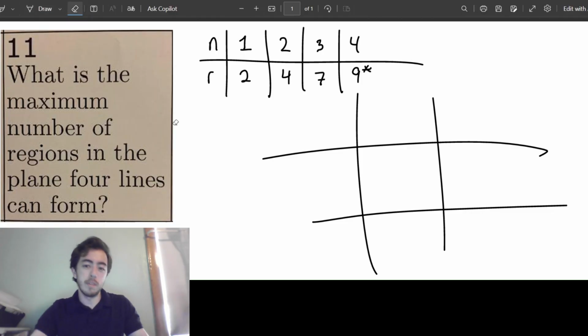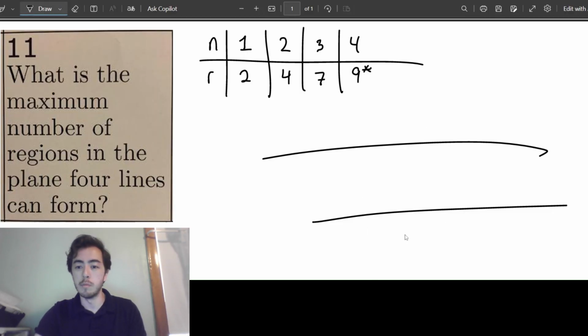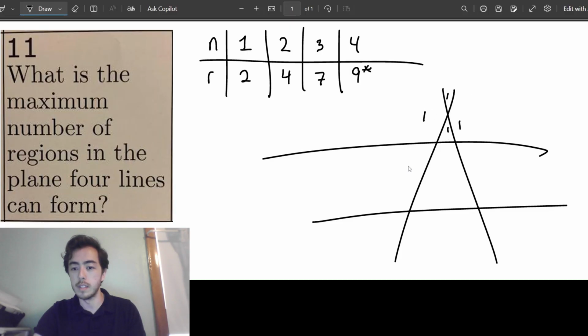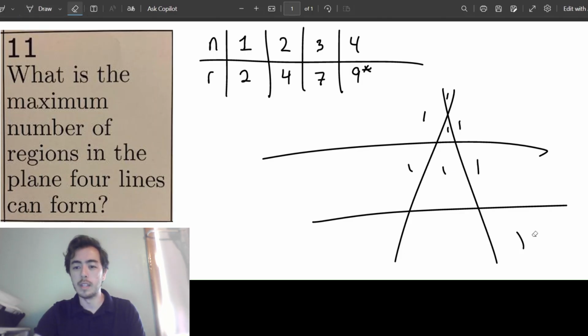But whoops, we made a mistake and we made some of our lines parallel when we shouldn't have. So if we try to remove the mistake here and make these lines cross, we'll get 1, 2, 3, 4, 5, 6, 7, 8, 9, 10 regions. So it seems like making these lines intersect gives us an additional region. And so 10 is now our best solution that we found.